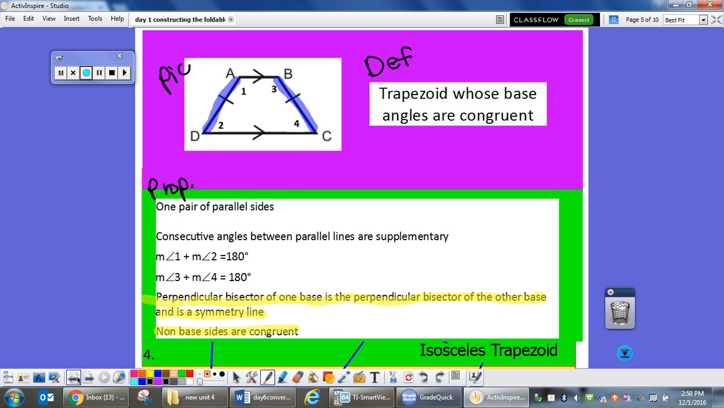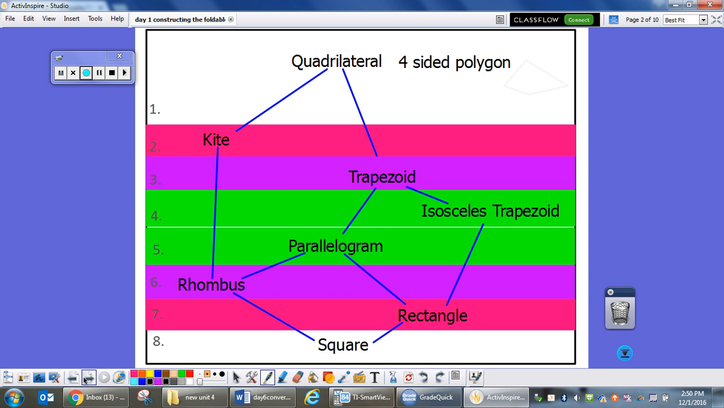So going back to your hierarchy, we now know that everything underneath the umbrella of a quadrilateral has 4 sides. So a square is a quadrilateral. It works upward. So a square is a rectangle. All squares are always a rectangle. They're also always a parallelogram. It does not work downward.